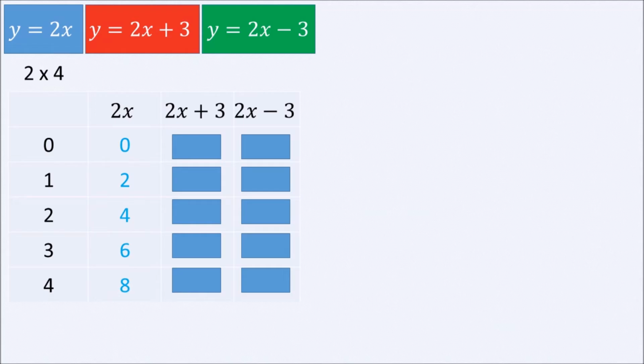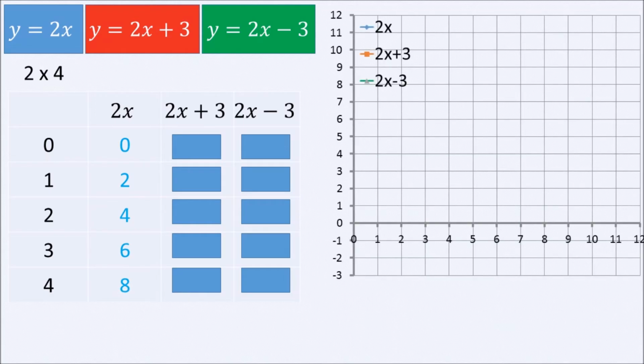To plot this line, we mark on the graph each of these points, 0 and 0, 1 and 2, 2 and 4, 3 and 6, and finally 4 and 8, and we connect these points together to get the graph of this straight line. Similarly, we start substituting for the values of x to get the corresponding values of y for the equation y equals 2x plus 3.